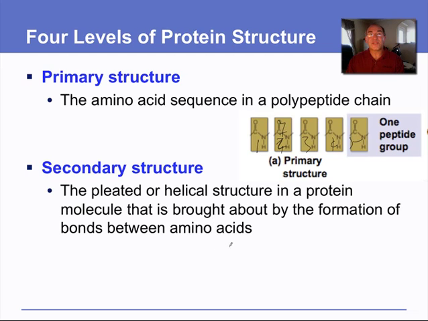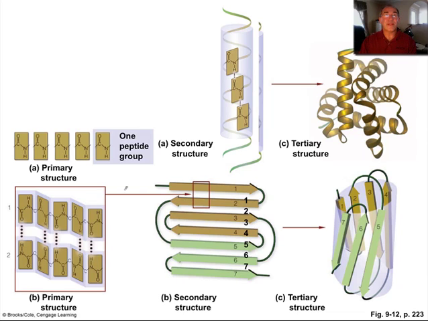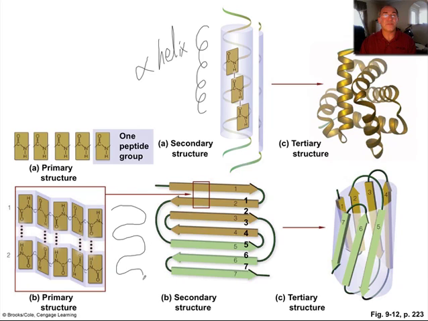The secondary structure is what shape this primary structure folds up into. And if we look at this diagram here, here's the primary structure sequence of amino acids, and we can fold up this sequence into a helix, and we call this an alpha helix, or we can fold it up into a sheet where it just folds back on itself, and this is called a beta sheet.